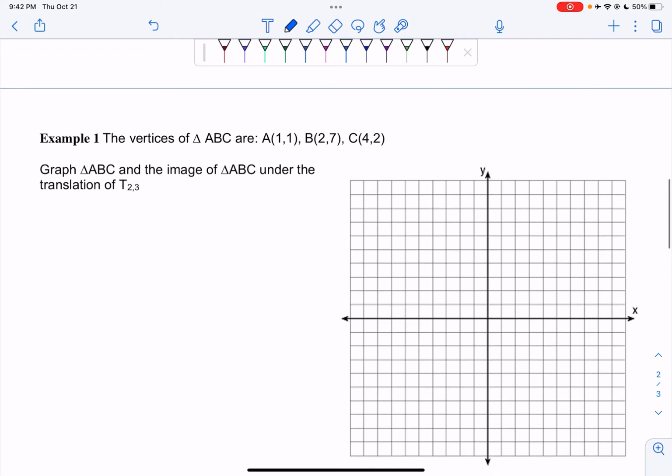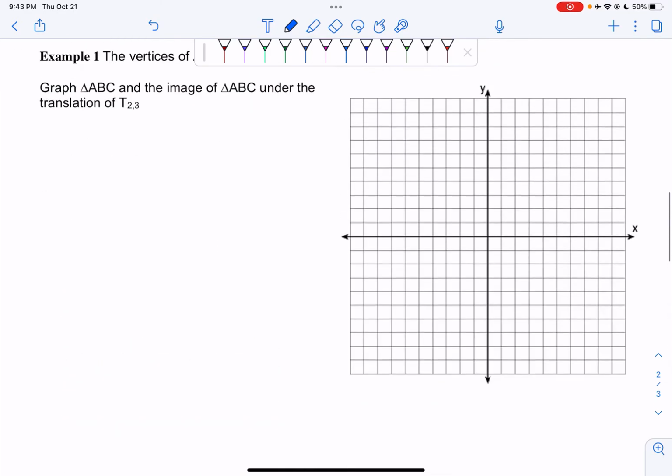Okay. Example 1. This is a nice question we would give you on a quiz or a test, just a heads up. The vertices of triangle ABC are A(1, 1), B(2, 7), and C(4, 2). Graph triangle ABC and the image of triangle ABC under a translation of (2, 3).